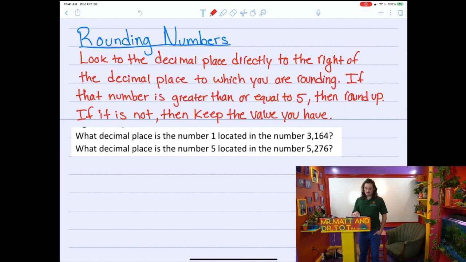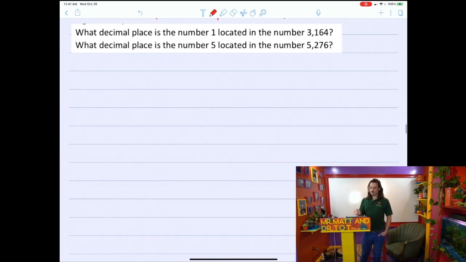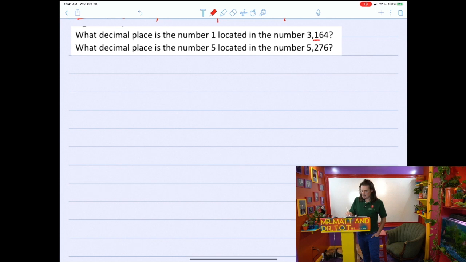So, the first example, I'm going to do the first problem with you, and then I'll give you a chance to try the second one. What decimal place is the 1 located in the number 3,164? So the 1 here is in the hundreds place. I'm going to give you 1 minute. I'd like you to answer the second question yourself.